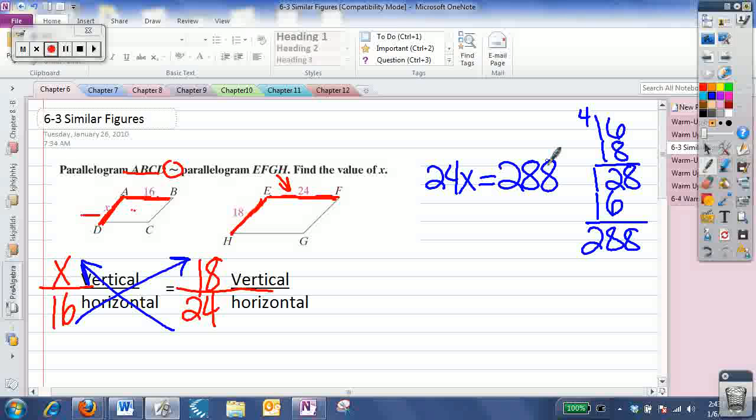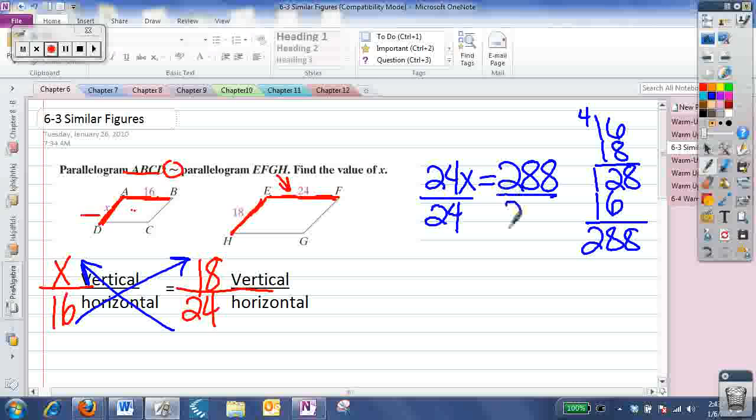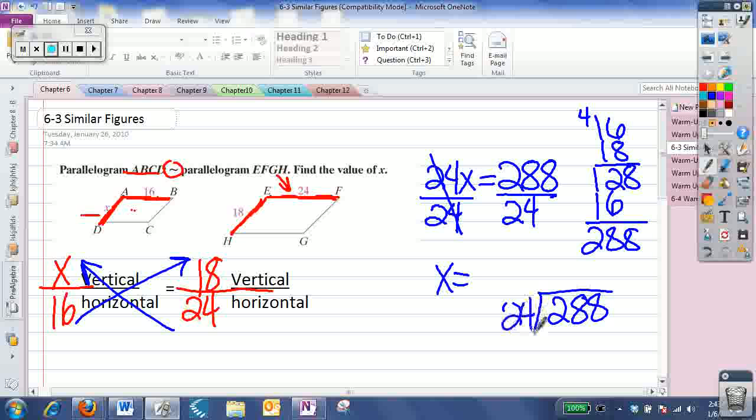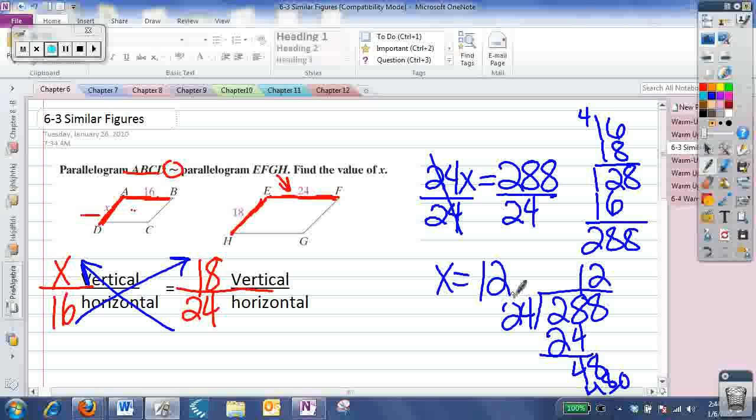Now I ask myself, what is x? Well, 24 is multiplying x. The inverse of multiplying is to divide. These cancel. x is equal to 288 divided by 24. Well, 24 goes into 28 one time. 28 minus 24 is 4, bring down the 8, and it goes in there two times with a remainder of 0. So I can say that x is equal to 12. Well, what does that mean? That means that my missing side x is actually 12.